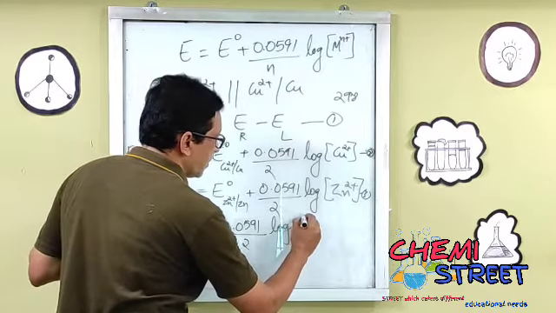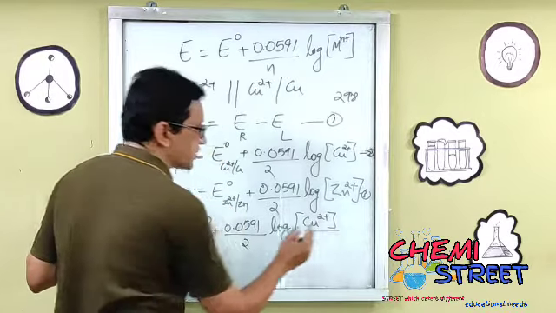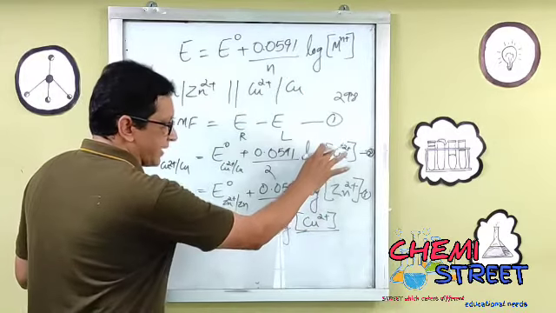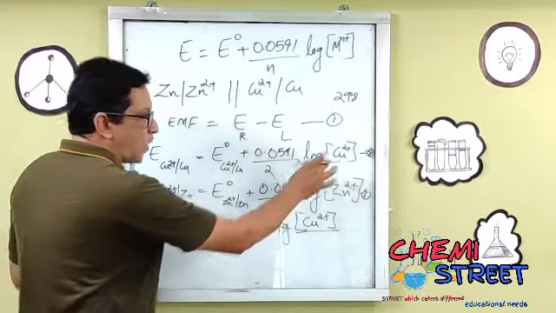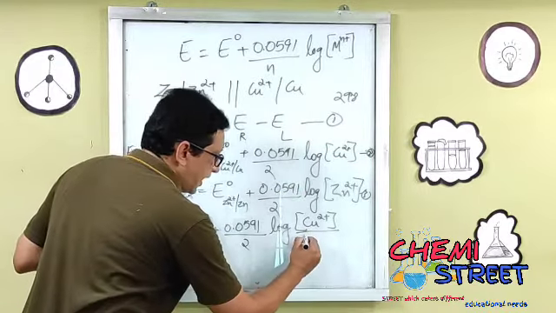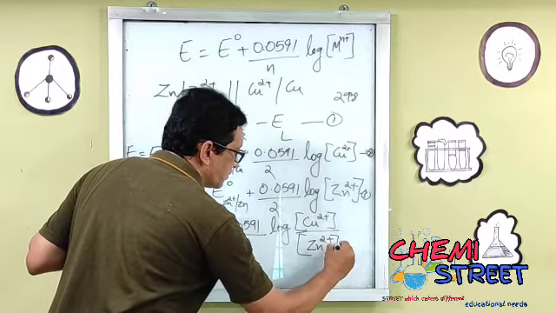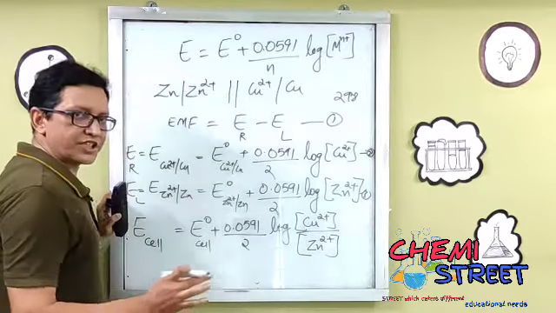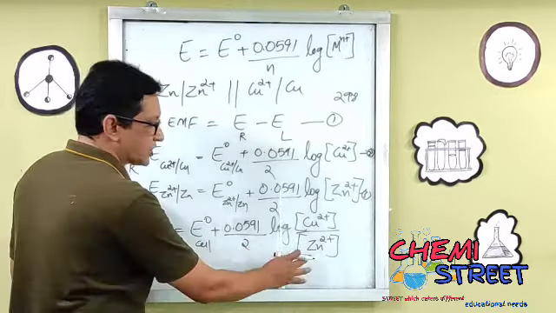E cell log, Cu2+ molar concentration of the reduced side, which is undergoing reduction. In the case of Daniell cell, the copper electrode is undergoing reduction, and you have Zn2+, the molar concentration of zinc, which underwent oxidation.